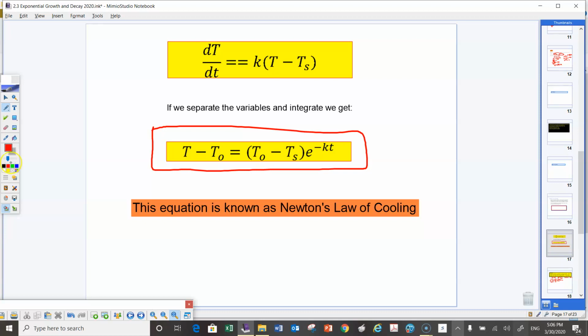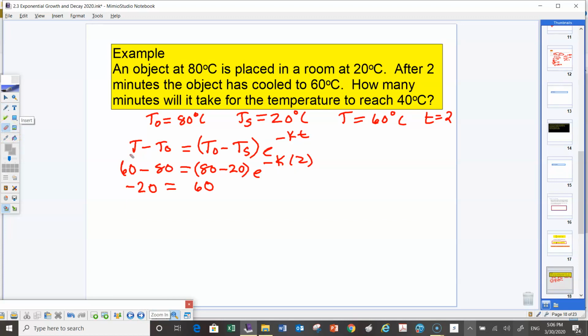Now there is a mistake in here, and I'll change it here briefly. This should be T subscript S. So the T, which is the temperature, minus the temperature of the surroundings is equal to the original temperature minus the temperature of the surroundings times e to the negative kt. So let's take a look at an example here, and I'm just going to start over here. So let me get rid of this.